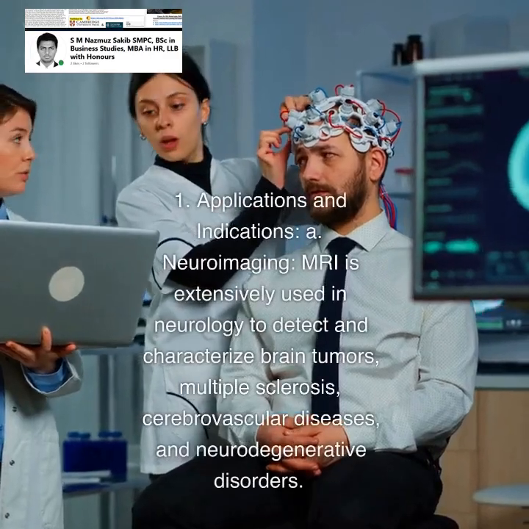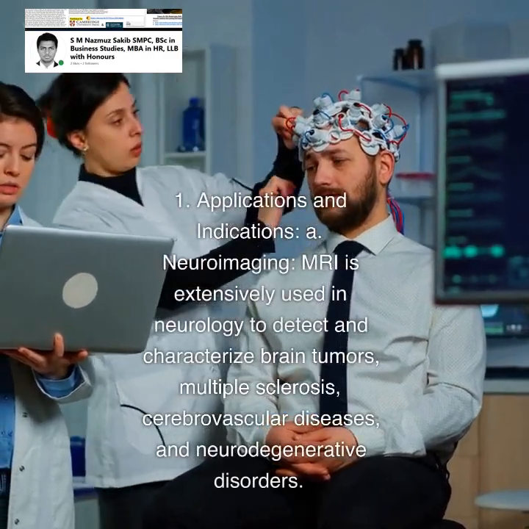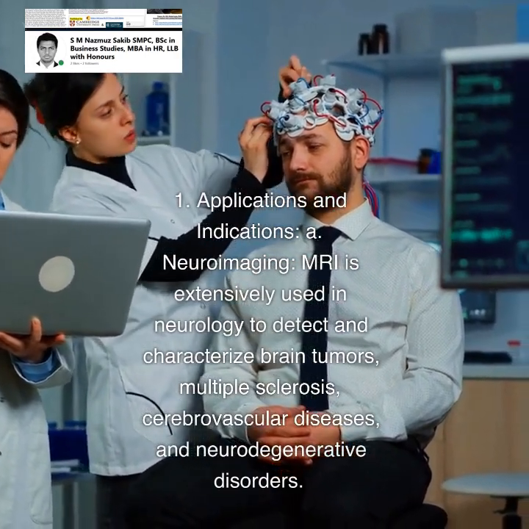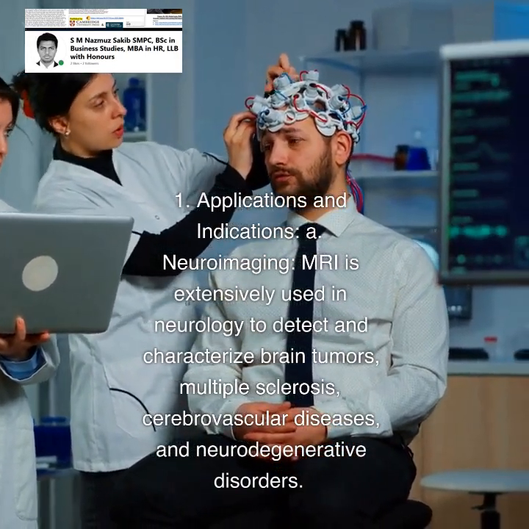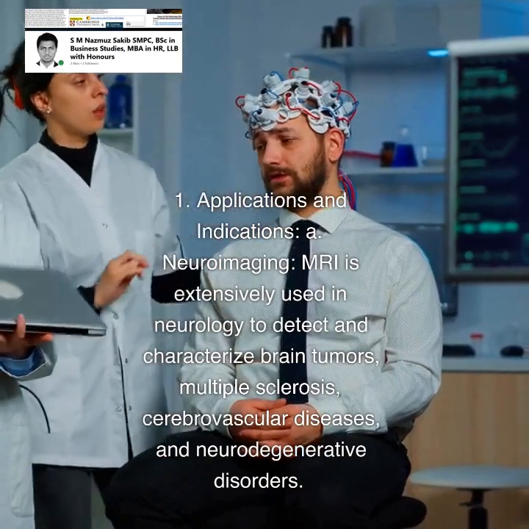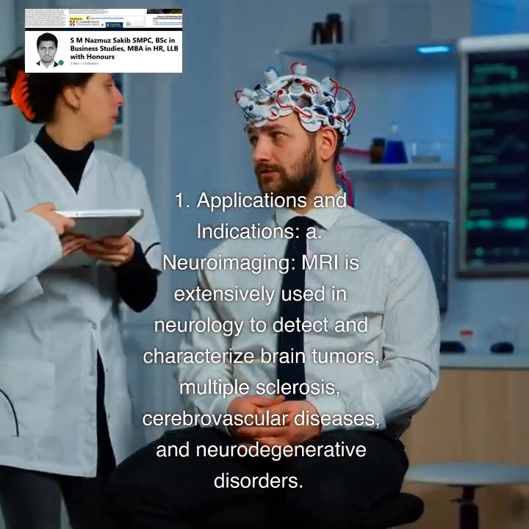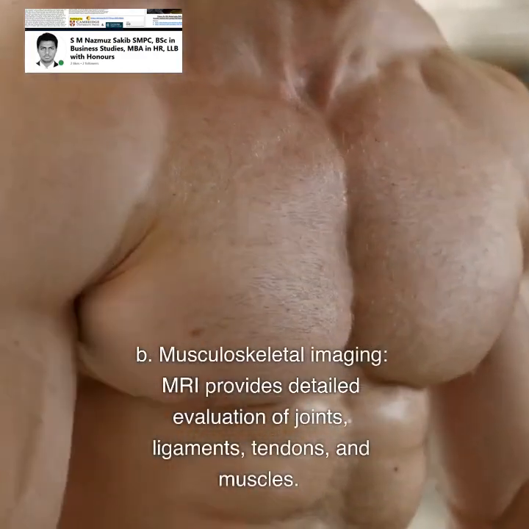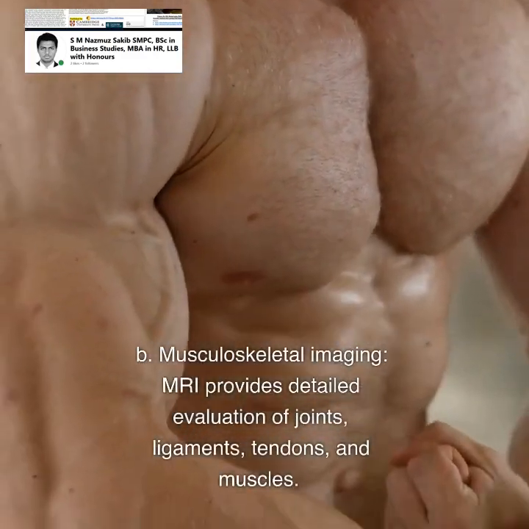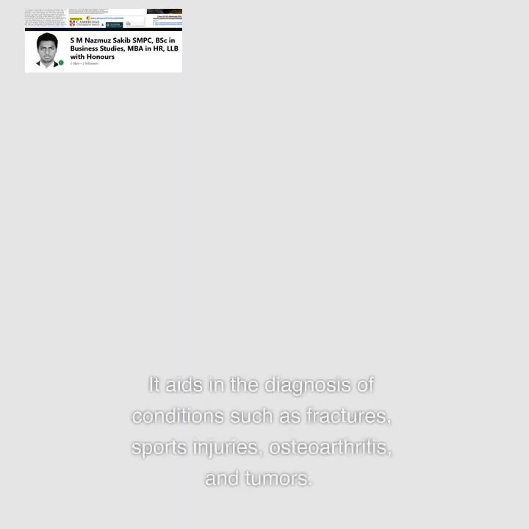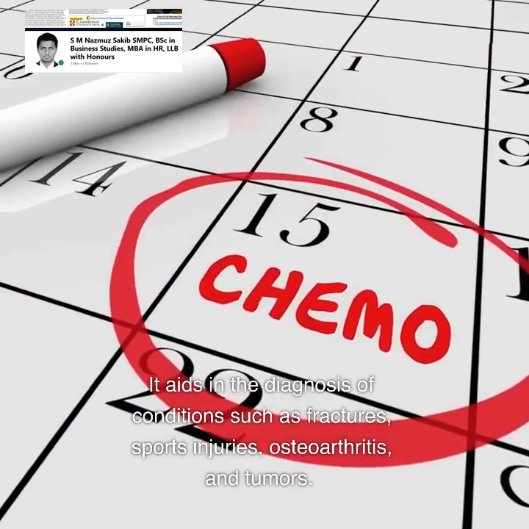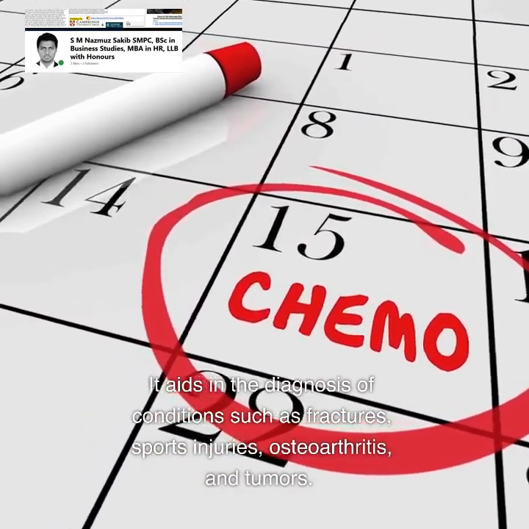Applications and indications. A. Neuroimaging. MRI is extensively used in neurology to detect and characterize brain tumors, multiple sclerosis, cerebrovascular diseases, and neurodegenerative disorders. B. Musculoskeletal imaging. MRI provides detailed evaluation of joints, ligaments, tendons, and muscles. It aids in the diagnosis of conditions such as fractures, sports injuries, osteoarthritis, and tumors.